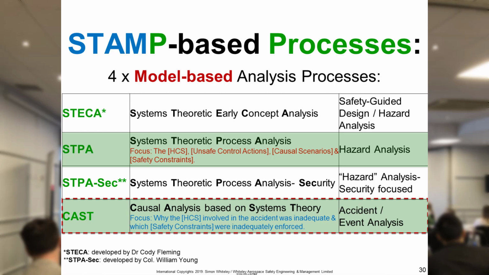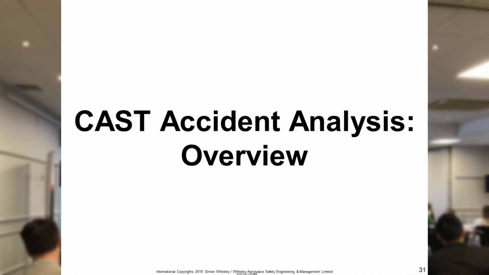Then we've got CAST, which I'm going to talk about today. CAST is an acronym as well. It stands for Causal Analysis Based on Systems Theory. And its prime objective is to understand what was that control structure on the day of the accident and understand why it was inadequate, why the control was inadequate, why the safety constraints were not enforced. So now to give you an overview of CAST.